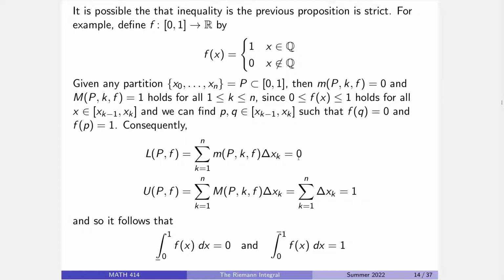So that means that the lower Darboux sums for any partition will always equal 0 because the infimums are actually minimums that are equal to 0. And likewise, the supremums are actually maximums. They're always equal to 1. And the summation of all of the delta sub k's is just the length of the interval, which is 1. So the lower Darboux integral is always 0, and the upper Darboux integral is always 1 for this horrible, horrible function. All right. Okay, so there we go.